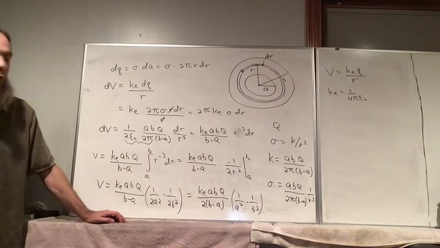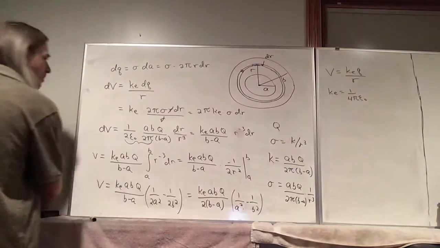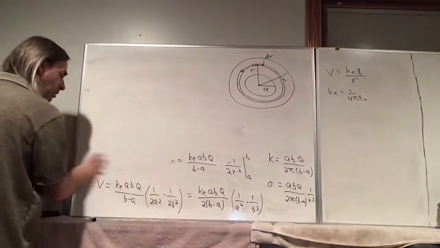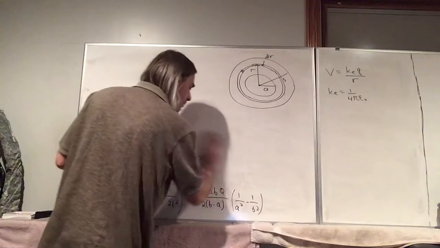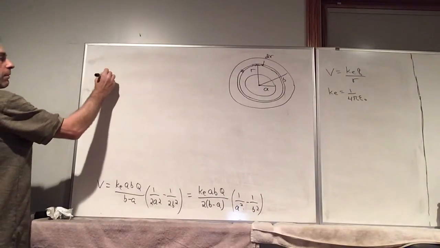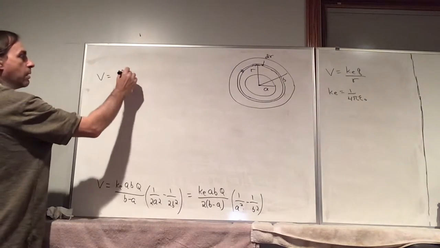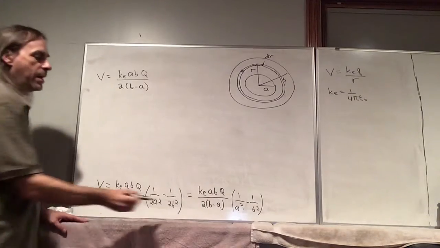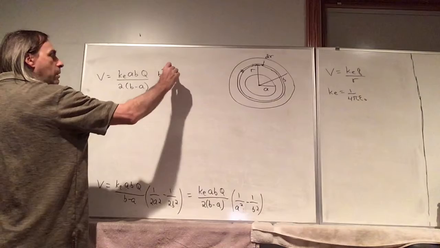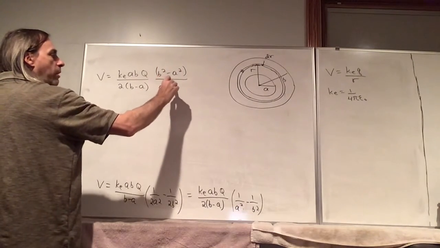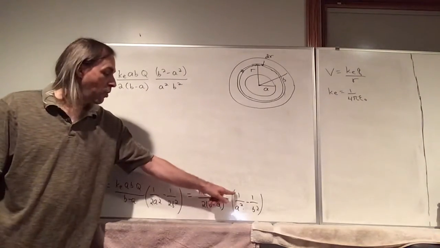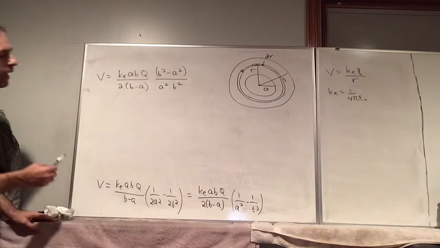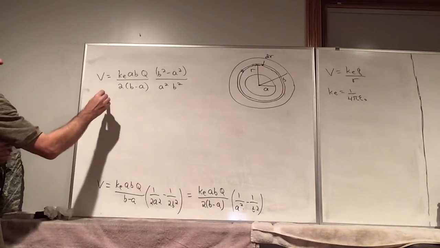So I'm going to erase a lot of this work because I'm out of room. This is fine how it is, but we can clean it up algebraically, I believe. So let's do that. Okay, so we have Ke ABQ over 2 b minus a. And I'm going to write this as b squared minus a squared over a squared b squared. So again, it's just multiply this one by b squared over b squared, this one by a squared over a squared. We have that common denominator. And we can get a little cancellation here.